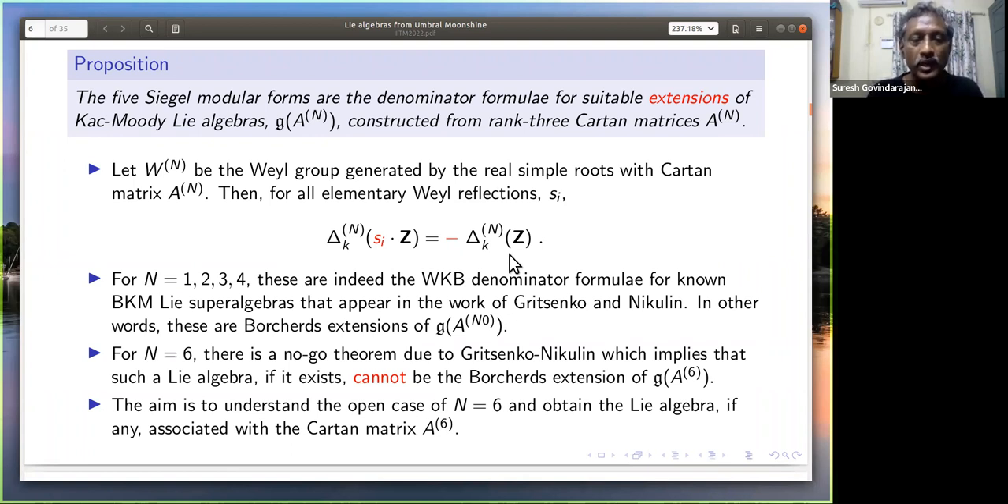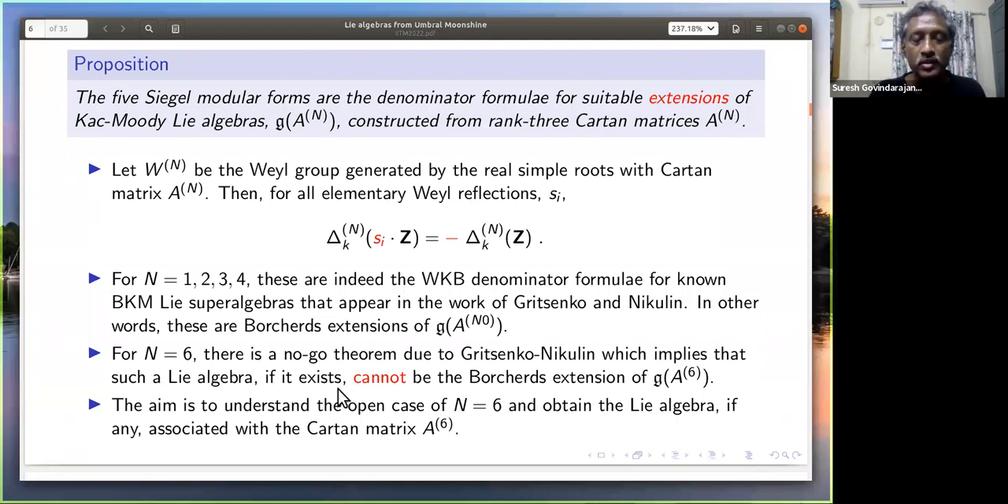And for n equal to 1, 2, 3, and 4, these are indeed what are called the Weyl-Kac-Borcherds denominator formulae for known BKM Lie superalgebras. There's some supersymmetry, don't worry, that appears in the work of Gritsenko and Nikulin. Okay, so in other words, these are Borcherds extensions of G(A_n). Okay, so these are known extensions.